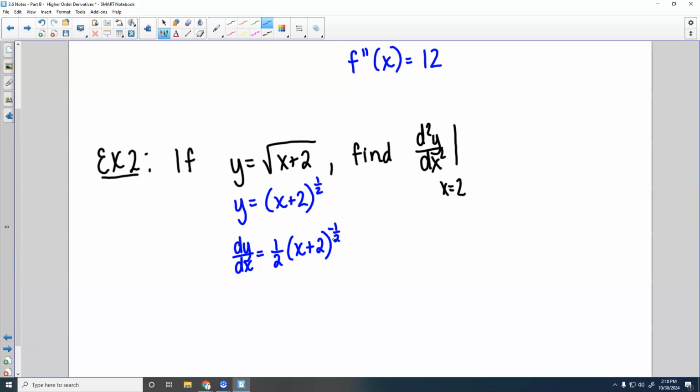And so if I want to take the derivative again, the second derivative is going to equal, now I'll get negative 1/4 times x plus 2 to the negative 3/2. Negative 1/2 minus 1 will give us negative 3/2. And again, I'm multiplying by the derivative of the inside part, but what is it? Just 1, so I don't have to write that part.